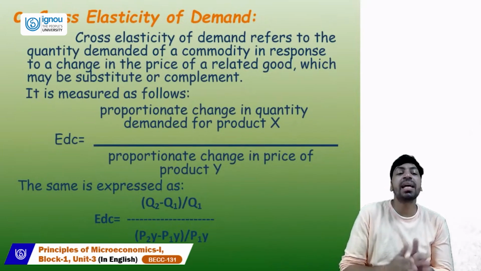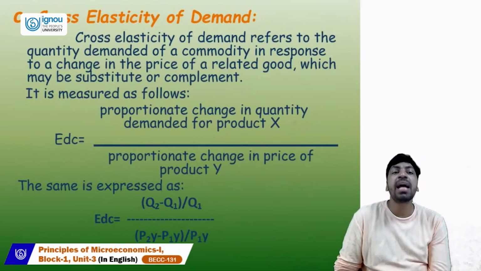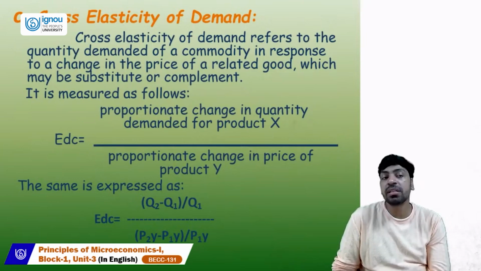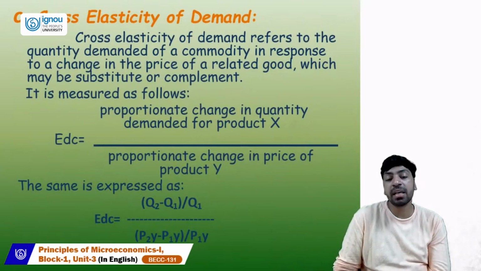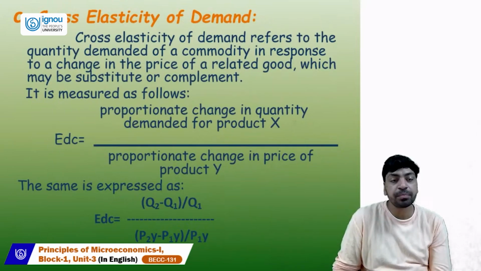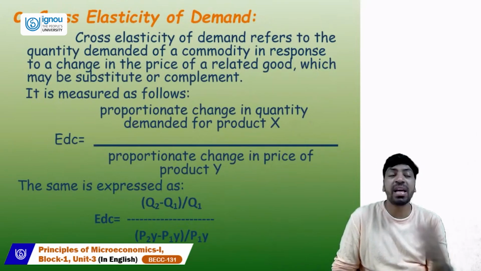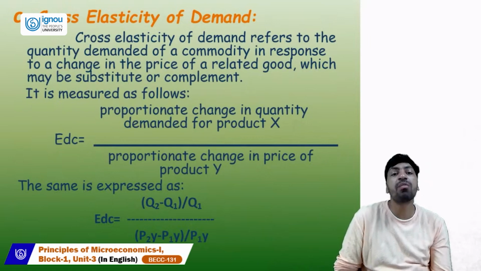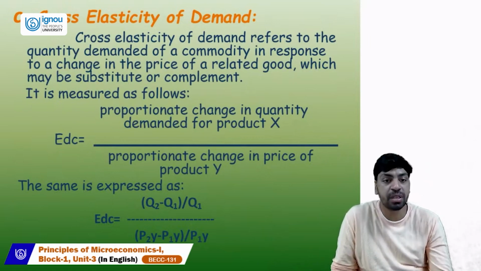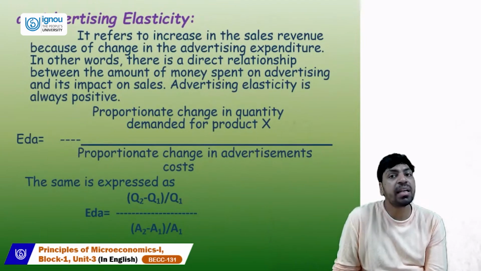So this is another formula to calculate the cross elasticity of demand, and the exact result you get using this formula will be positive or negative. It depends upon the type of good, whether it is a substitute good or a complementary good. Let's talk about the next category, that is advertising elasticity.